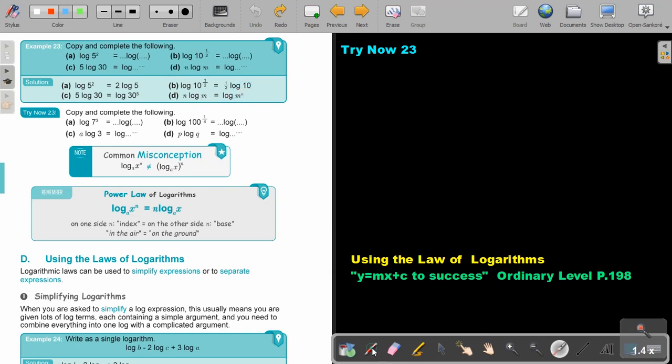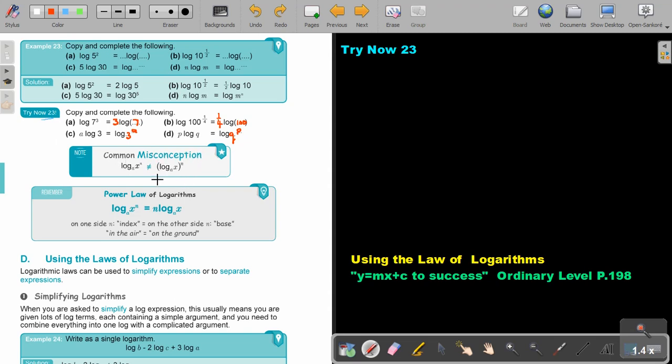Okay, I want you to stop the video and I want you to do try now 23. You can continue the video as soon as you are finished. Okay, so let's start. I'm just going to fill it in here. So this is just 3 and this is just 7. This one, there will be the quarter in front, and that will be 100. And this one, the reverse, so this will be 3 to the power a. And this will be q to the power of p. Okay, and that's how you do it.